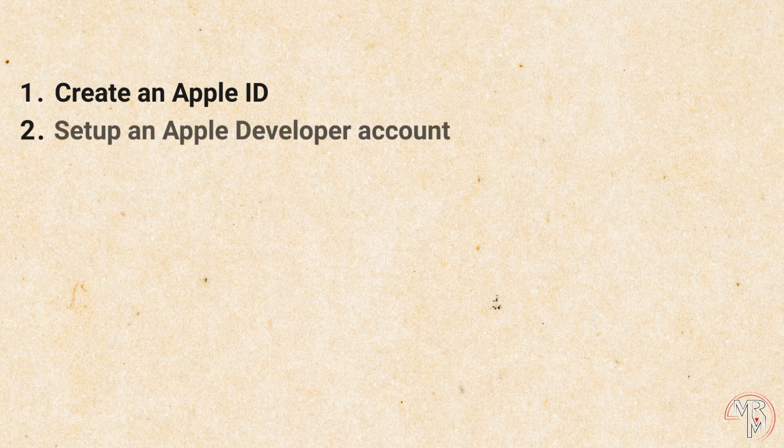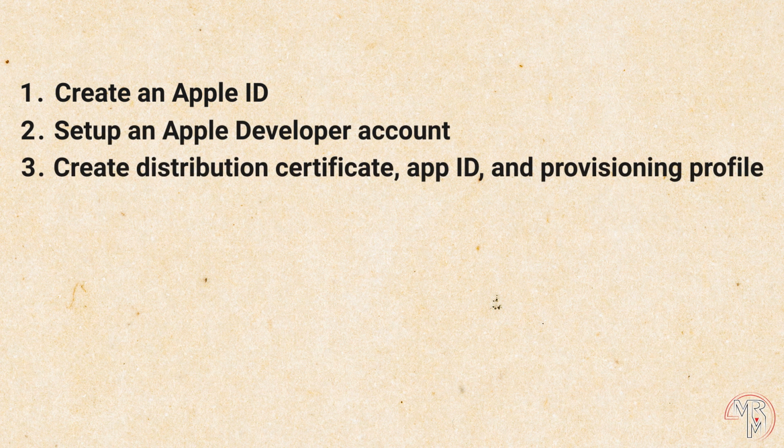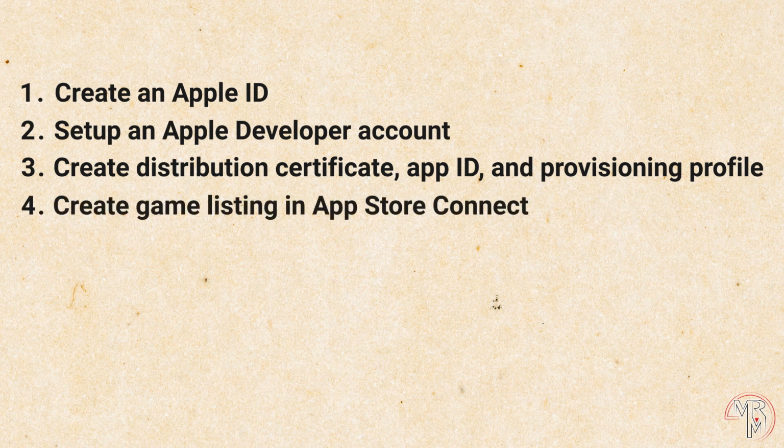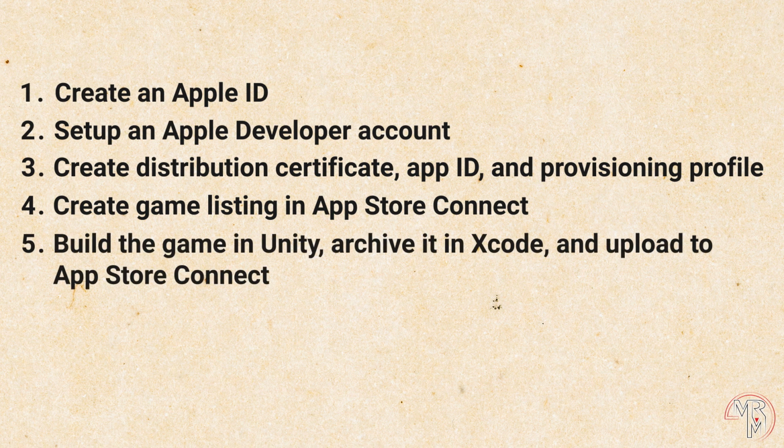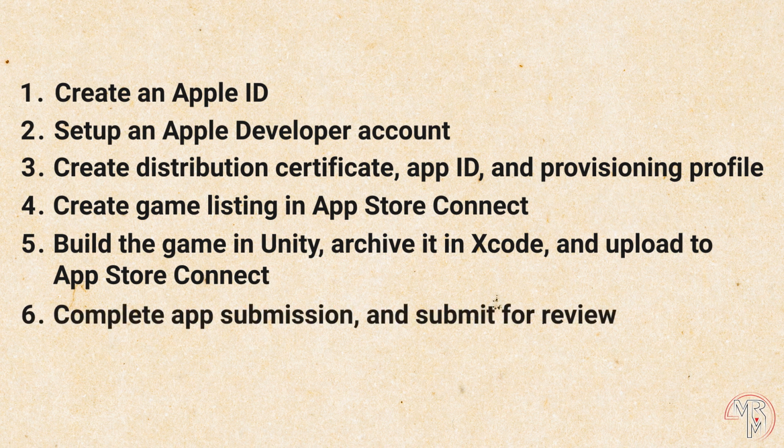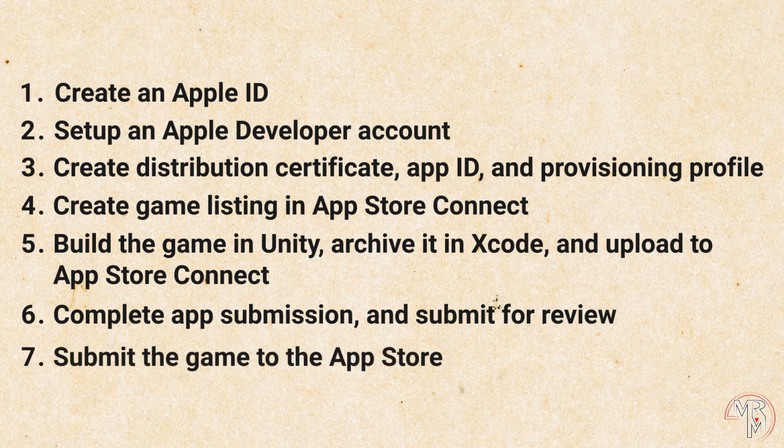Alright, so here's the process of publishing a Unity mobile game to Apple's App Store. To publish our game, we will have to do the following. Number 1. Create an Apple ID. Number 2. Set up an Apple developer account. Number 3. Create distribution certificate, App ID, and provisioning profile. Number 4. Create a game listing in App Store Connect. Number 5. Build a game in Unity, archive it in Xcode, and upload to App Store Connect. Number 6. Complete app submission and submit for review. And number 7. Submit the game to the App Store.